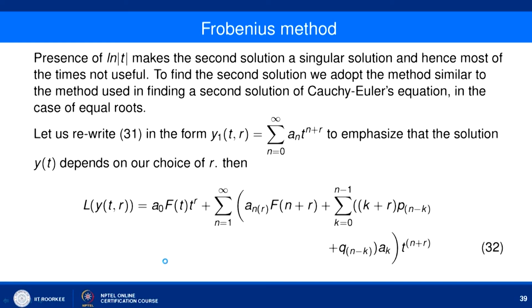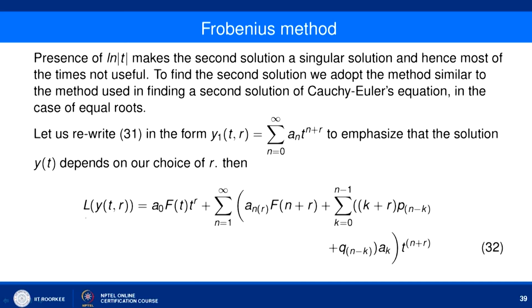So, let us rewrite our equation 31 in the form y1(t, r) equal to the sum from n equal to 0 to infinity of a_n t^(n+r), to emphasize that the solution y(t) depends on our choice of r. Of course, the solution depends on r: when we take r equal to r1 we have one solution, when we take r equal to r2 we have another solution.